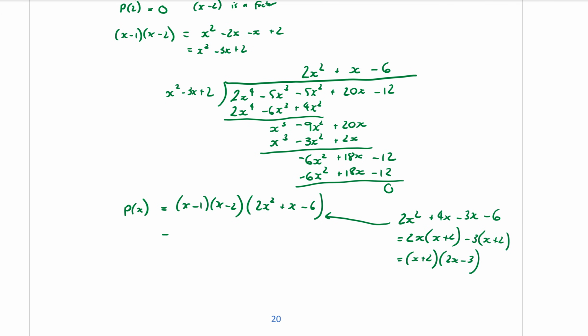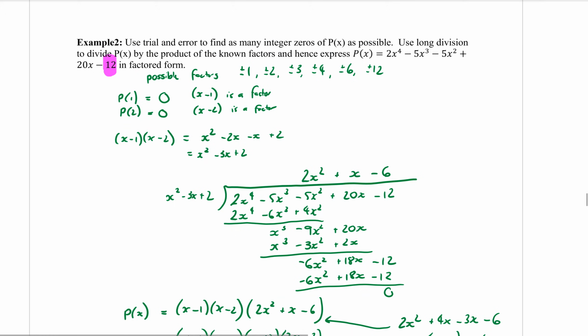So now that is factorized, I can finish my polynomial over here. x minus 1, x minus 2, x plus 2, and 2x minus 3. So that last bracket we would never have been able to get using our possible factor method up the top here by checking, because we don't check for halves or 1.5.